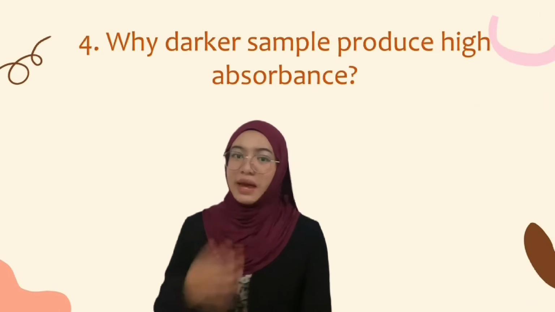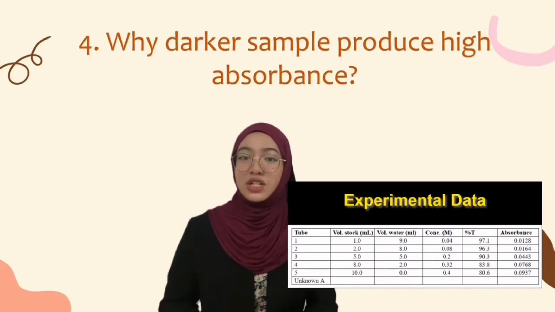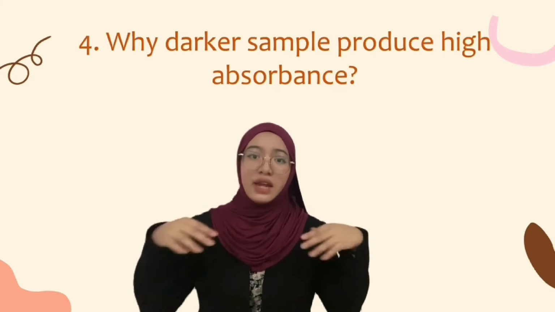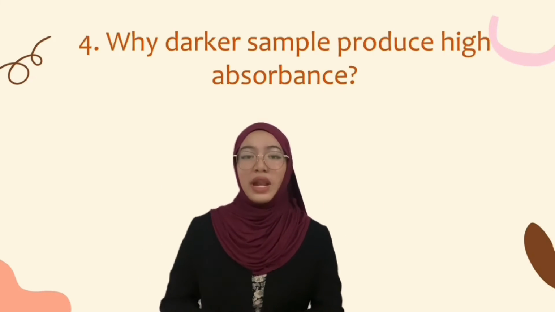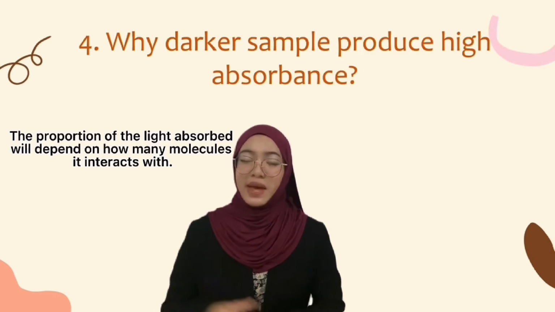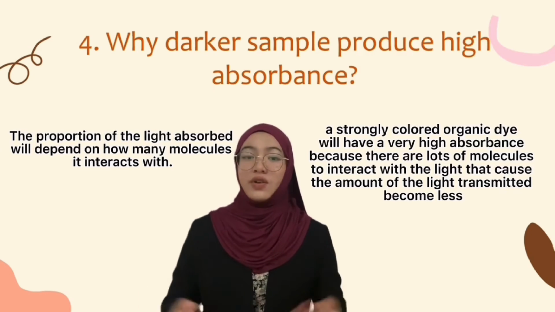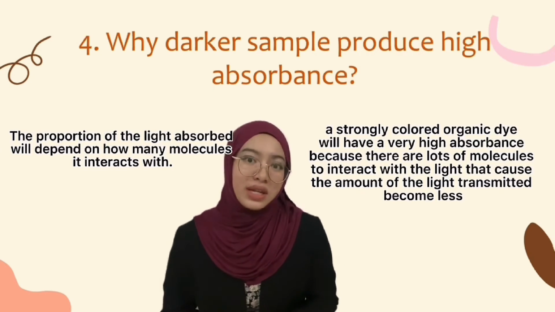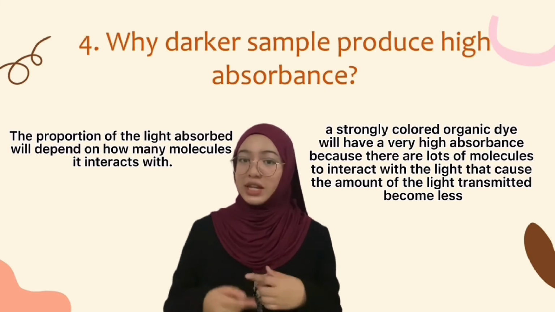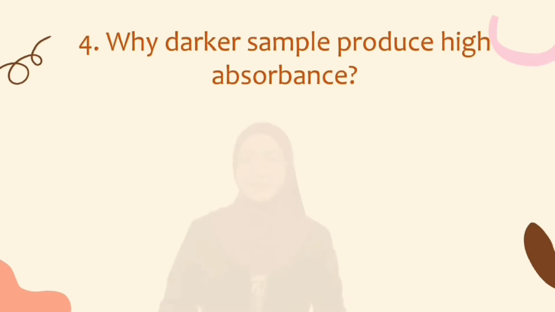Based on the data in the table obtained from the experiment, the higher the dilution made, the lower the transmittance of the solution will be. The higher the dilution means that the color intensity of the solution is higher. There will be less light transmitted and more light absorbed if the sample is darker. The proportion of the light absorbed will depend on how many molecules it interacts with. Suppose you have a strongly colored organic dye. If it is in a reasonably concentrated solution, it will have a very high absorbance because there are lots of molecules to interact with the light, which causes the amount of light transmitted to become less.